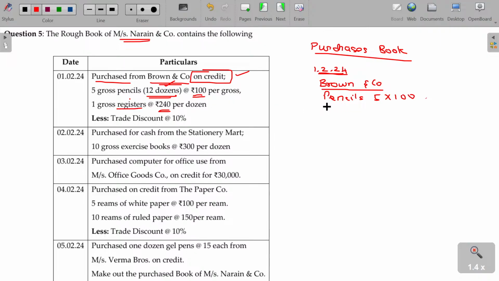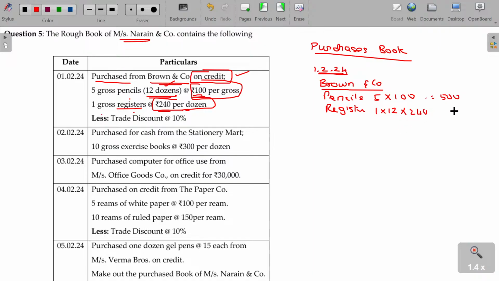Apart from that, they have purchased registers also. 1 gross registers at 240 per dozen. 1 gross is equivalent to 12 dozens, and 1 dozen is 240. You understand? Here 100 rupees per gross, here 240 per dozen. 500 rupees for the pencils.